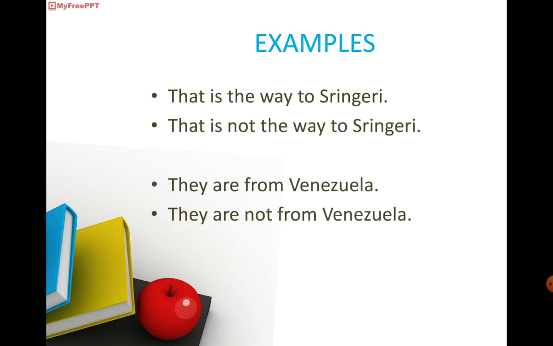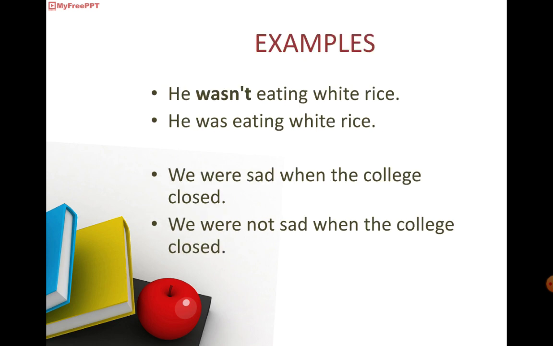Next sentence, this is the way to Sringeri. Positive sentence. To make it negative, we add not. That is not the way to Sringeri. Next sentence, they are from Venezuela. Now, to make it negative, we can add not. Therefore, the answer is they are not from Venezuela.